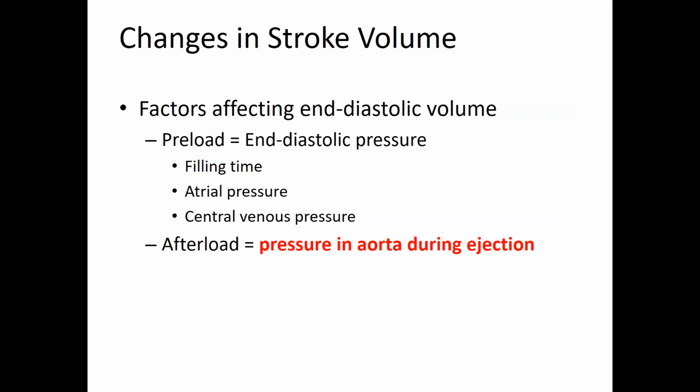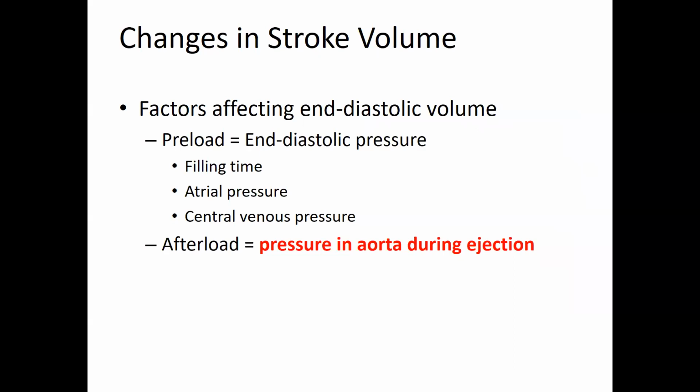Same thing with atrial pressure. If you increase the atrial pressure, the atria specifically is squeezing harder. It's working harder. It's going to pump more blood down into that ventricle. And if you pump more blood into the ventricle, we're eventually going to pump more blood out. So increasing atrial pressure increases stroke volume.